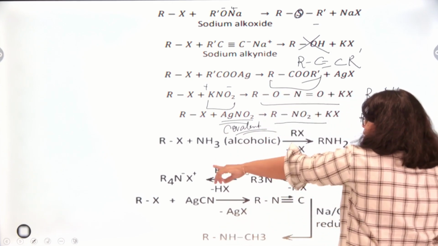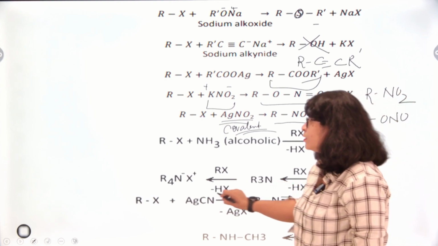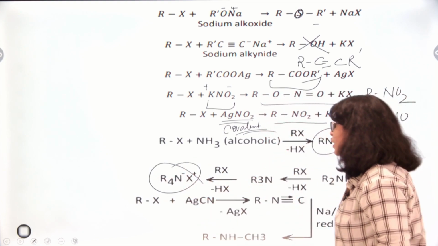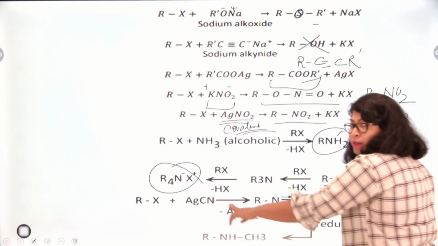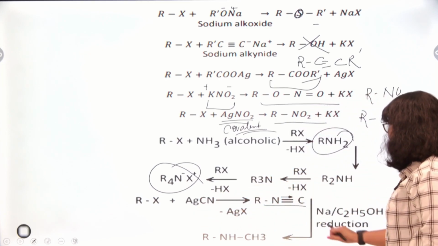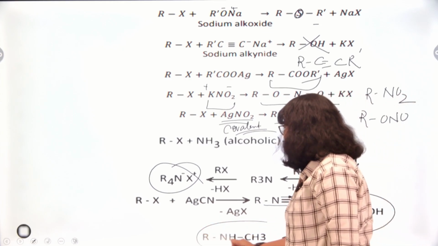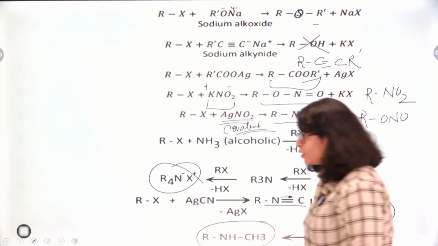In case of NH3, it will form amines. Then further substitution will take place till tertiary amine. In case of AgCN, again it is covalent, so it will be AgNC, isocyanide, and whenever it is reduced with Na and ethanol, you get RNHCH3, a secondary amine.